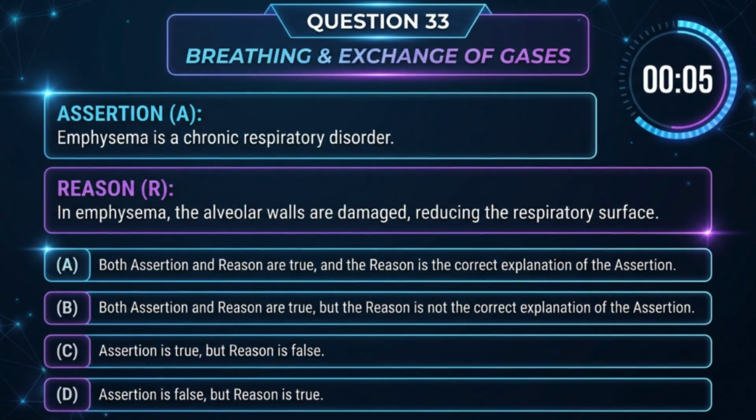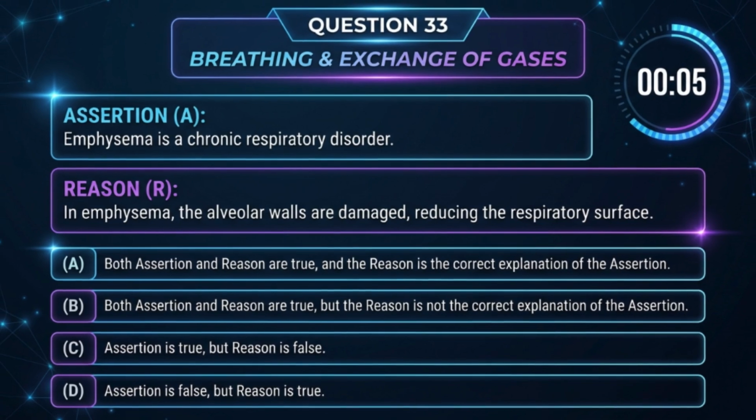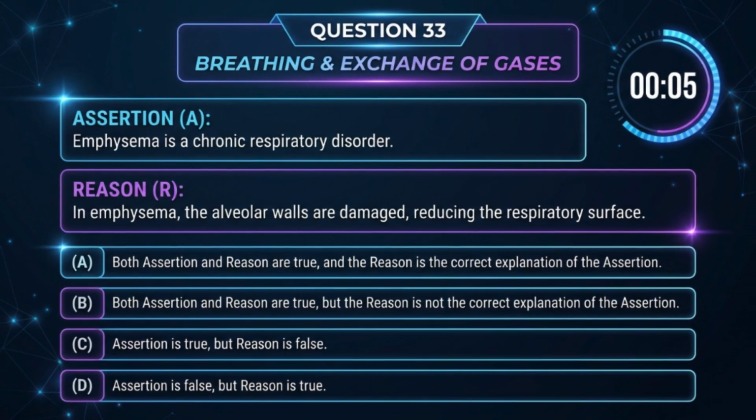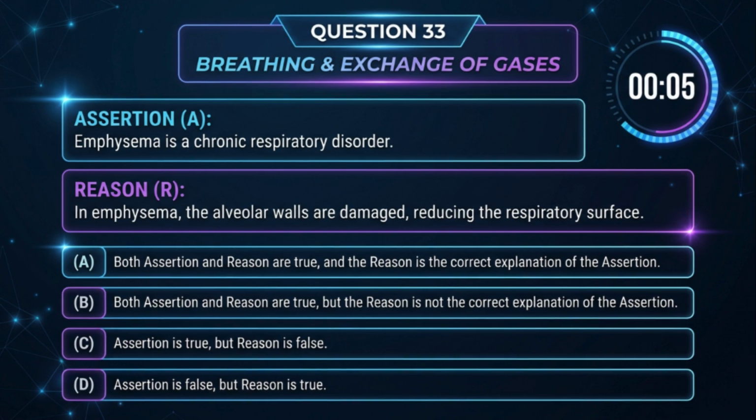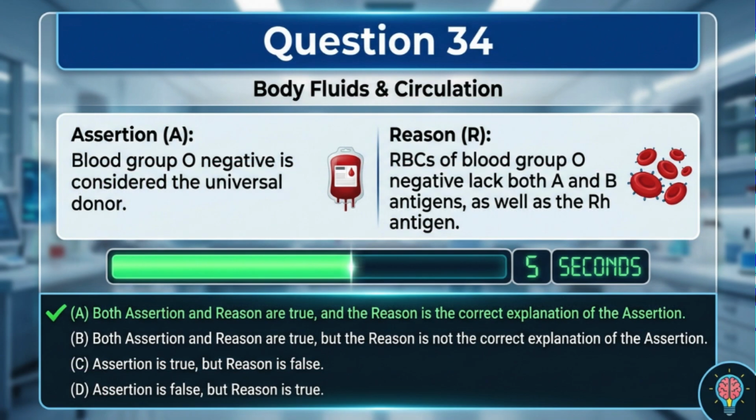Question 33. Breathing and exchange of gases. Assertion A. Emphysema is a chronic respiratory disorder. Reason R. In emphysema, the alveolar walls are damaged, reducing the respiratory surface. 3, 2, 1. Emphysema is a chronic respiratory disorder, mostly caused by smoking. Why is it a disorder? Because the alveolar walls are physically damaged, drastically reducing the surface area for gas exchange. Option is A.